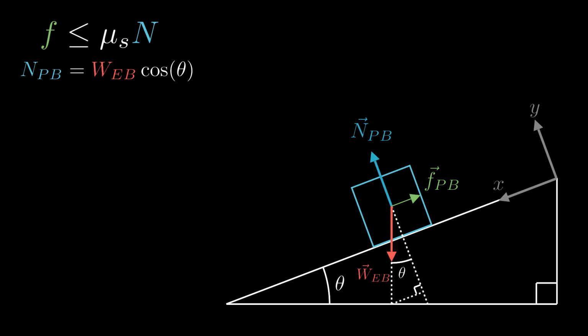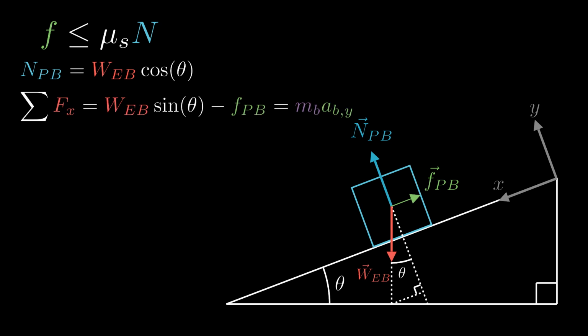Now when we sum up the forces in the x direction, we'll have the x component of the weight force minus friction. There's no normal force here because the normal force is perpendicular to the surface, which has no x component. We also want to make sure that the signs line up with the axes. Since the positive x direction is down the hill, the weight force is positive and the friction force is negative.